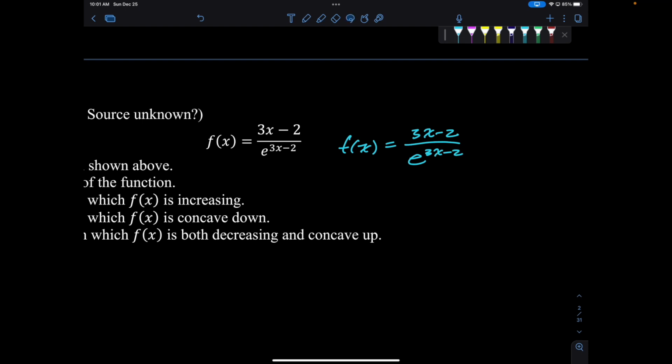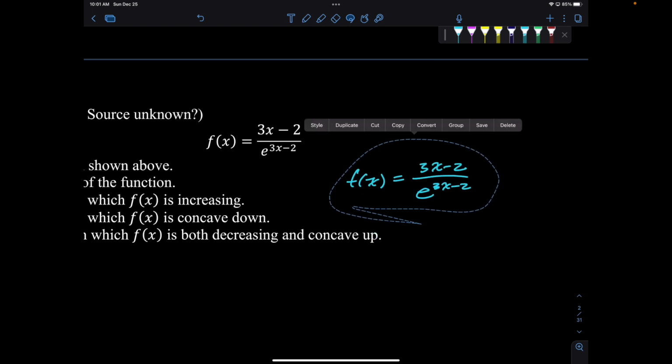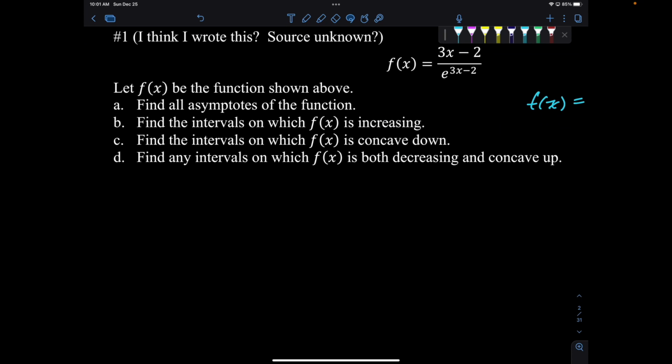All right, so copy. All right, here we go. Find all the asymptotes of the function. So asymptotes, I think everyone immediately thinks of vertical asymptotes. So for vertical asymptotes, we would need the denominator, e to the 3x minus 2, to equal 0, but this does not equal 0 because e to the 3x minus 2 is always greater than 0. So we're going to have no vertical asymptotes.